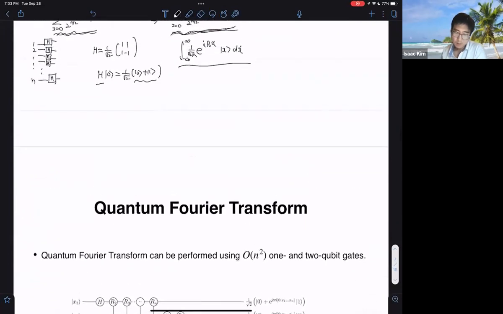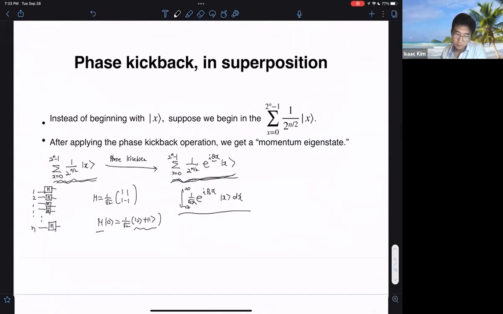Why is that important? Because remember, in the quantum phase estimation algorithm, our goal is to measure this unknown angle theta, because that is related to the eigenvalue of this unitary U.